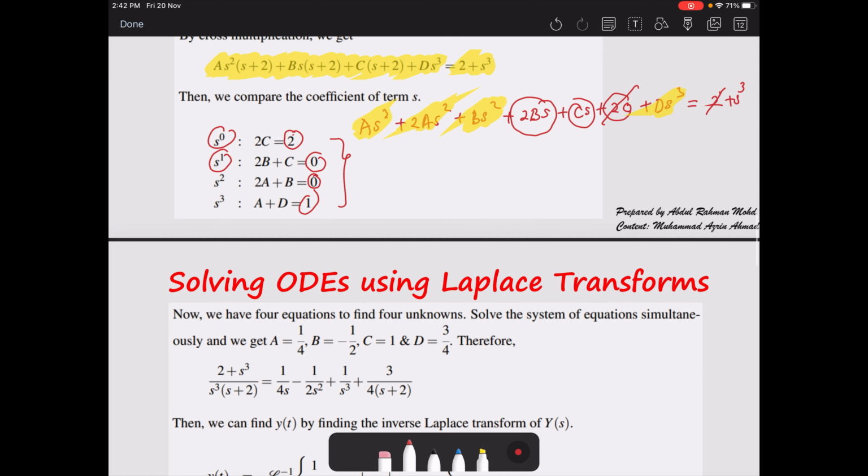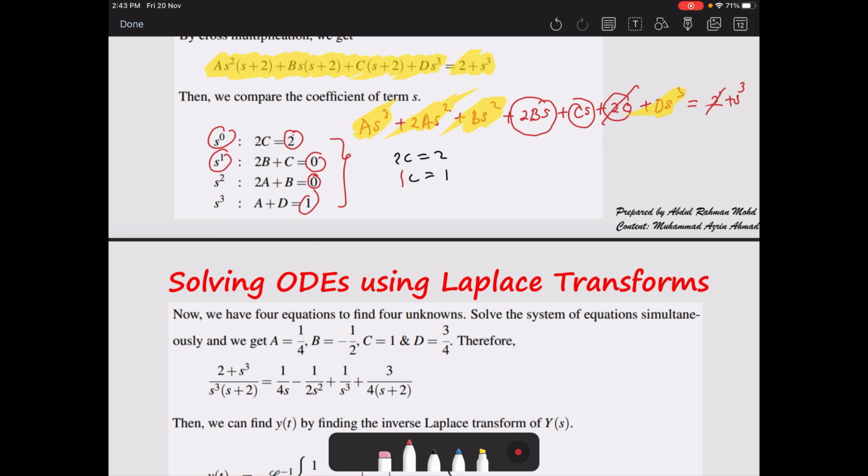So how to find A, B, C, and D? I believe that every one of you is able to find A, B, C, and D. Even if you use a calculator, you will get the same thing, or you can solve directly and substitute the value, then you will get the correct answer. Okay, so let's try to solve here. When you have 2C equal to 2, your C is equal to 1.